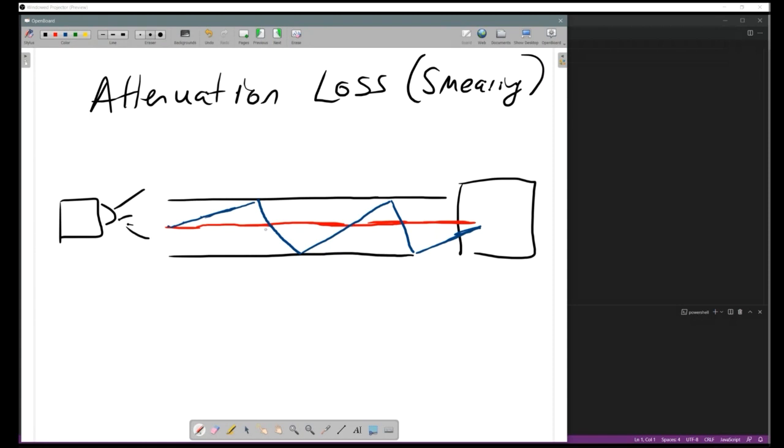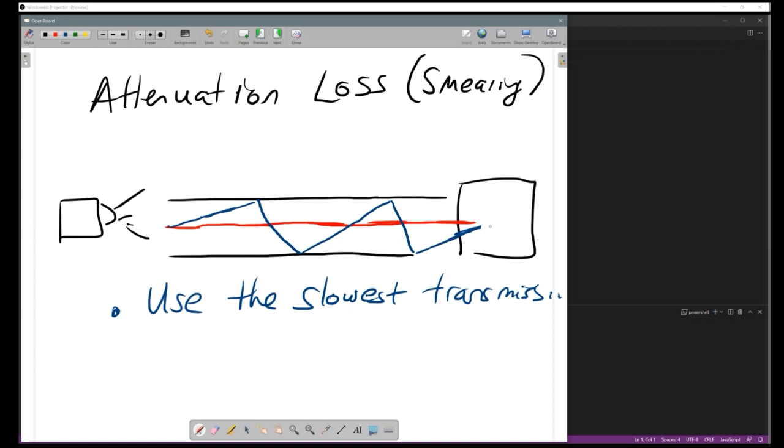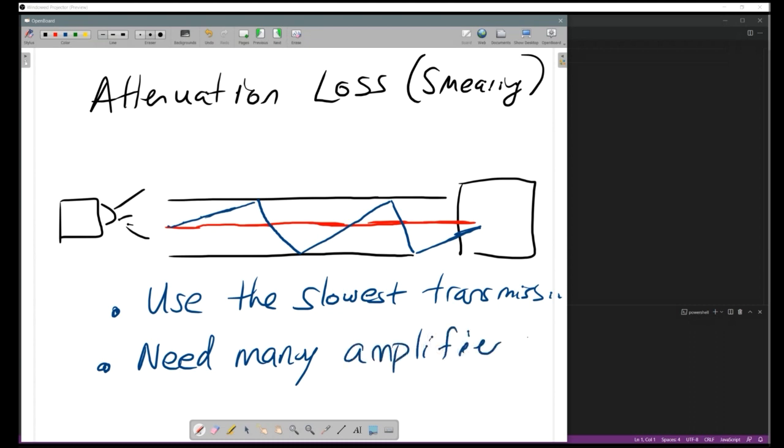And to compensate for this, you have two components. First, you have to use the slowest transmission. If it bounces like 5 times or so to get to the next amplifier, that's the one that you're going to be using, not the one that goes in a straight line. And the second component is you're going to need many amplifiers along the way.